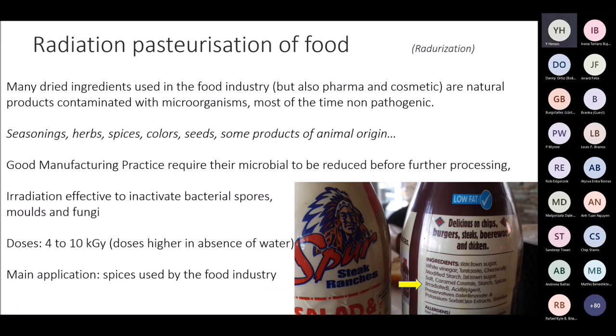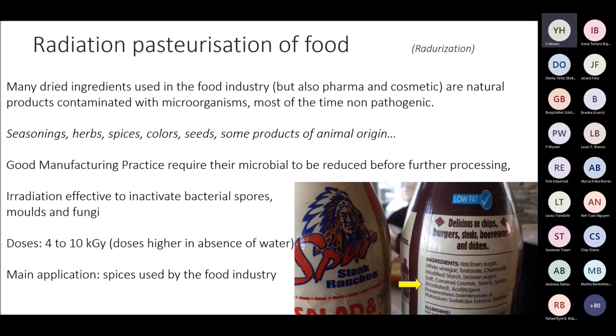Radiation pasteurization of food, in the sense that was given by the word radurization. So you're not aiming at a pathogen, but you want to reduce the microbial load of a product, especially when it is an ingredient. So we know that spices are natural products. So as natural products, they are naturally contaminated by a number of microorganisms. And good manufacturing practice will require you to be very clean in your process, etc. So you cannot use dirty ingredients and contaminate the whole vat of sausage meat that you are preparing, for example.